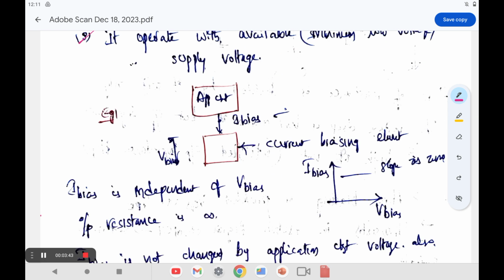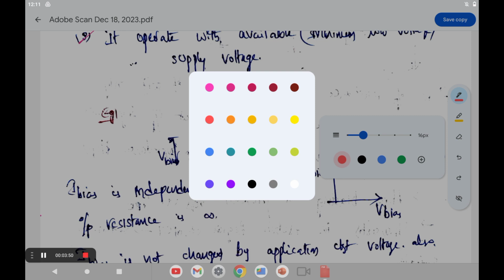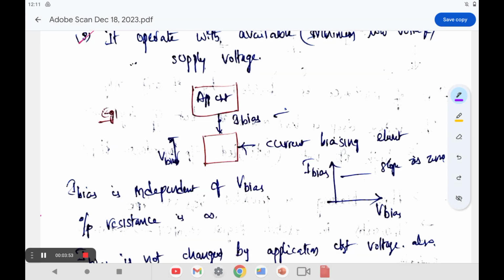In this case, this part is generally called a current biasing element, simply a current biasing element. This is generally called the application circuit. Here obviously there is a current, which we call I bias, that means the biasing current.